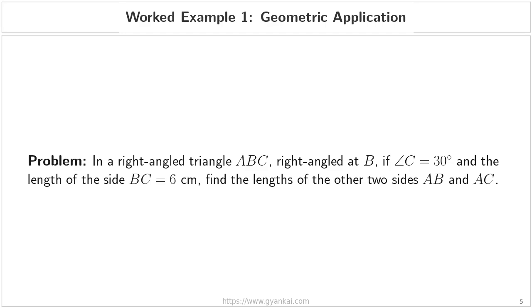Our objective here is to use the values we know to find the lengths of the remaining two sides, which are side AB and the hypotenuse, side AC. As we move through the next two slides, I will show you how to apply our strategy to find each of these sides one by one. Worked example 1, geometric application, finding side AB.